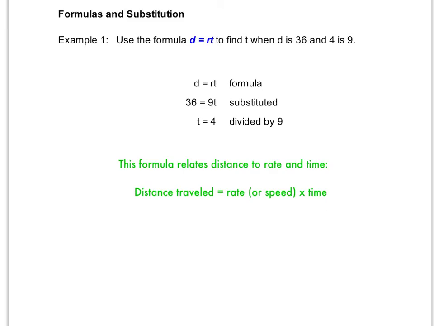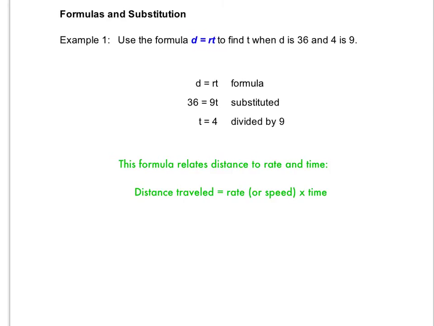This formula, D equals RT, relates distance to rate and time. Distance traveled equals the rate or the speed multiplied by the time. It could be describing a bike ride of 36 miles at a speed of 9 miles per hour. Solving the equation shows that the time for this ride would be 4 hours.